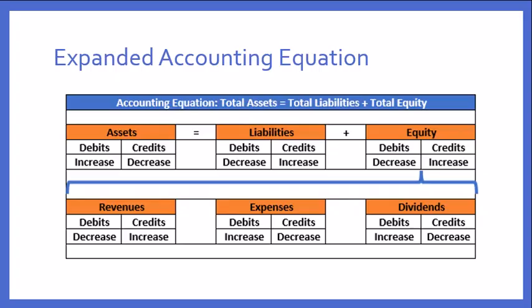The closing process is one of the last steps that we're going to take in the accounting cycle, and I think it's helpful to look at the expanded accounting equation when we're thinking about the purpose of the closing process. The whole purpose of the closing process is effectively to move the balances in these three accounts into equity. So we want to move revenues, expenses, and dividends into the equity account through retained earnings, and that is exactly what the closing entries are going to accomplish.